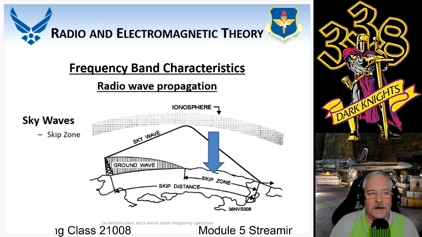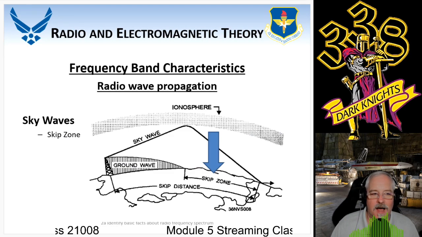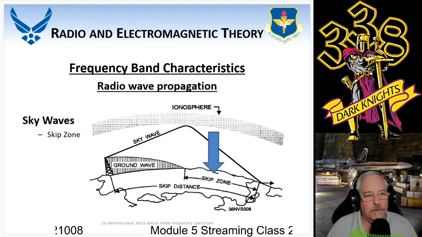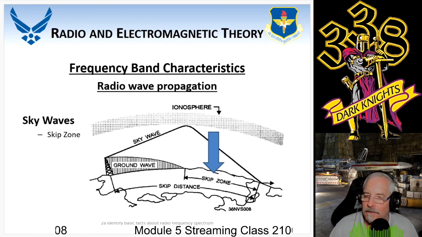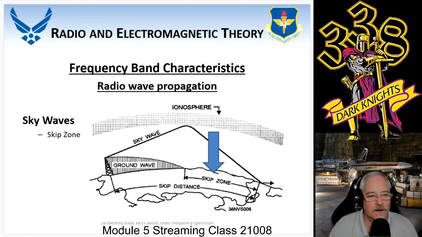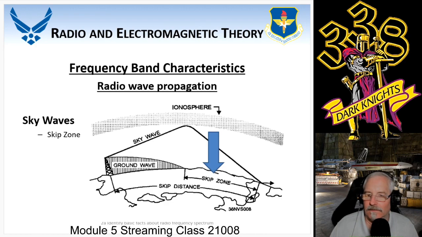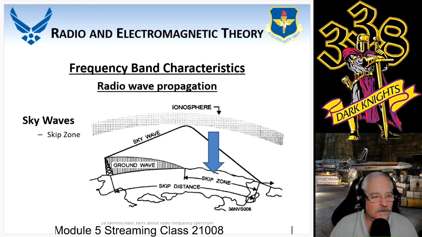This gives you an area where the skip zone is. Again, the ground wave stops. The place where the sky wave has not returned back down to Earth, that whole area is called the skip zone.